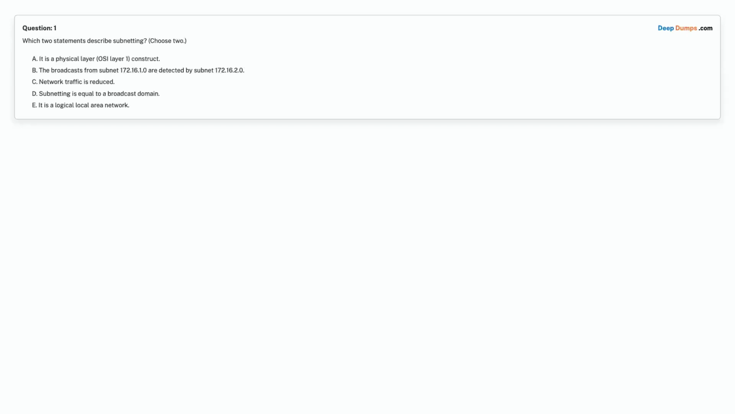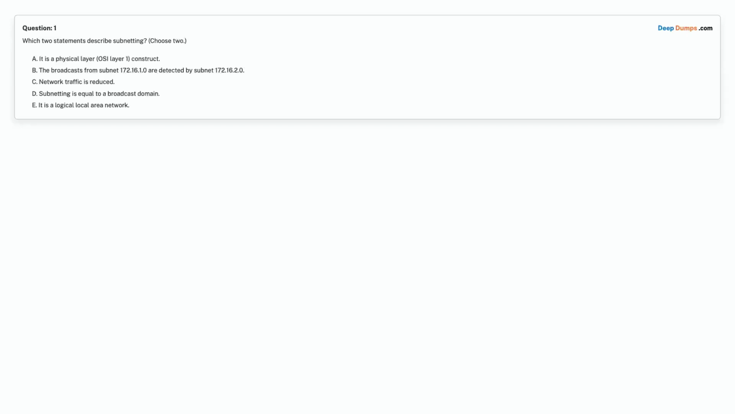Question 1. Which two statements describe subnetting? Choose 2. Option A. It is a physical layer, OSI Layer 1. Option B. The broadcasts from subnet 172.16.1.0 are detected by subnet 172.16.2.0.